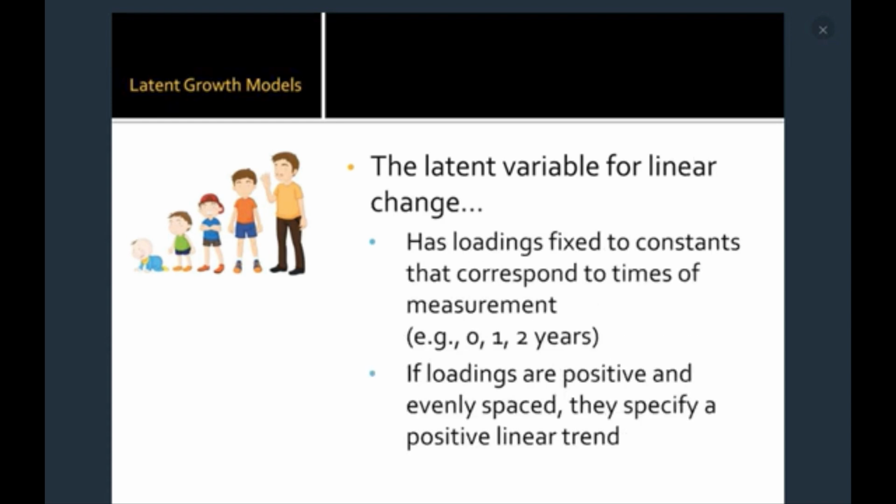The linear change variable, like I mentioned, has loadings fixed to 0, 1, 2, 3 in this case, and that represents a linear change. If it was 0, 1, 2, 4 or something like that, or 0, 0.5, and 3, then you would be modeling nonlinear change, but that gets a little bit tricky to conceptualize and to link to a hypothesis often. So linear growth models are the most common.